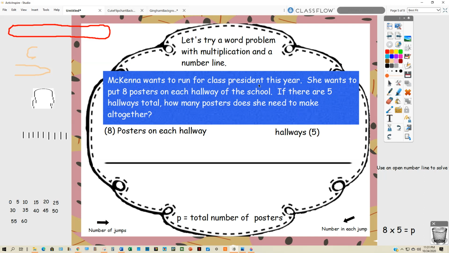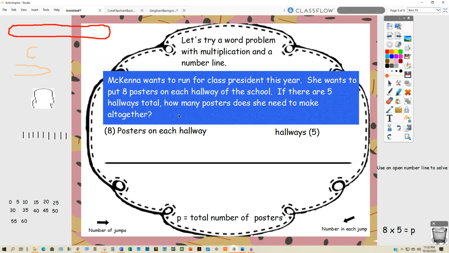McKenna wants to run for class president this year. She wants to put 8 posters on each hallway of the school. If there are 5 hallways total, how many posters does she need to make altogether?